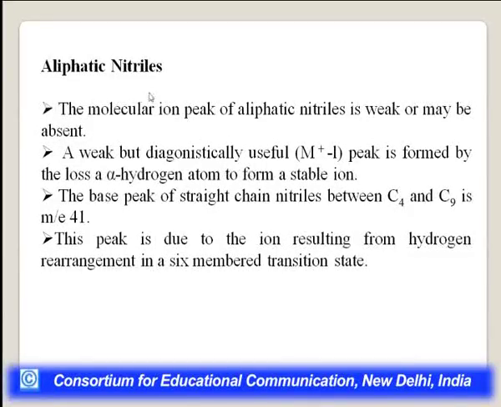Now aliphatic nitriles, you know what nitriles are? RCN, where the R group is aliphatic over here. The molecular ion peak of aliphatic nitrile is weak or may be absent. A weak but diagnostically useful M-1 peak is observed by loss of an alpha hydrogen atom to form a stable ion. The base peak of straight chain nitriles between C4 and C9 is at the value of 41, and this peak is due to the ion resulting from hydrogen rearrangement in a 6-member transition state.